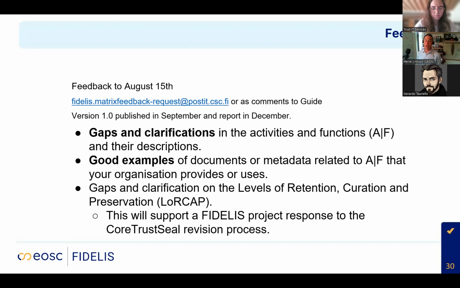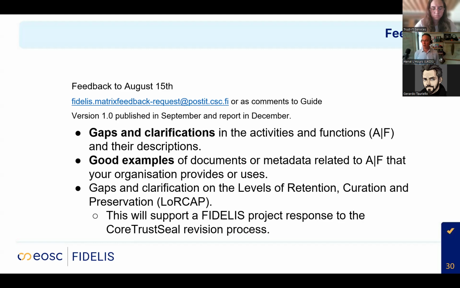We're really looking for good examples of documents or metadata related to that activity or function that your organization either provides or uses. That's that transparent input to this network. It becomes a resource for us all to share over time.